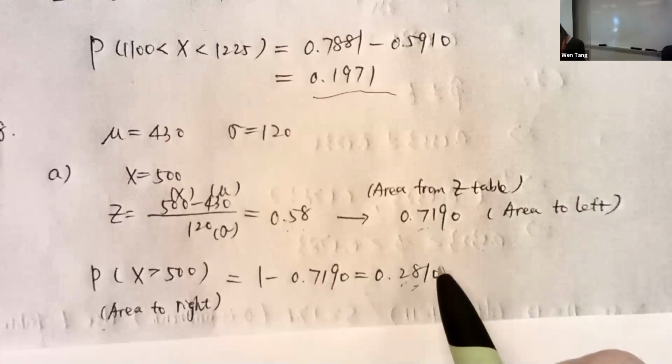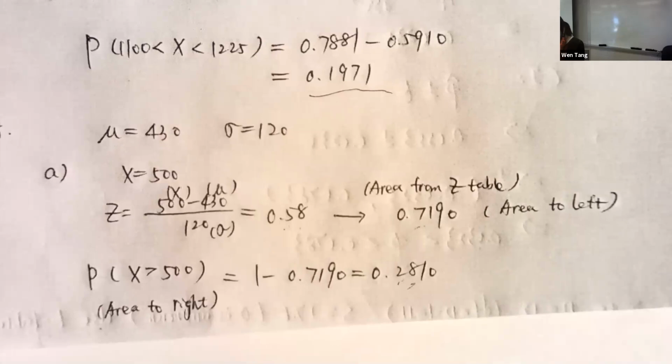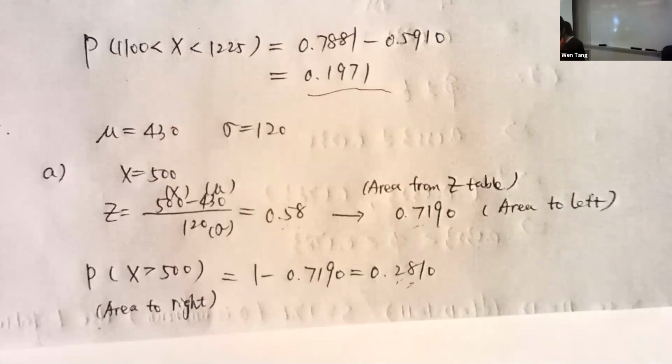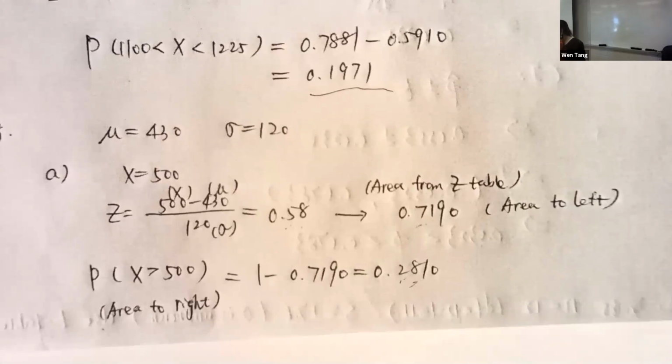So we finished the first part, part A. We know we have a single X value, so we need to transfer the single X value to the Z-score and find the corresponding area. Make sure we know if that's the area we want or we need to do the last step.